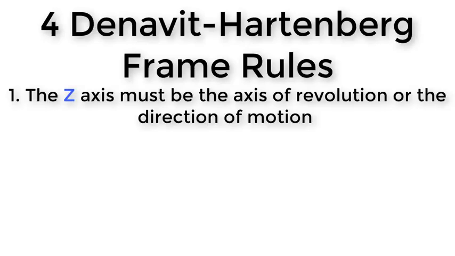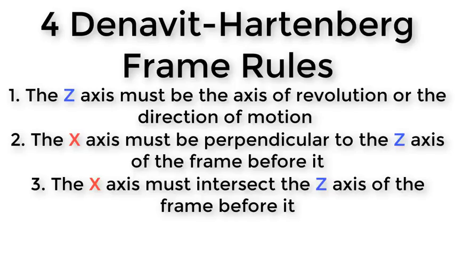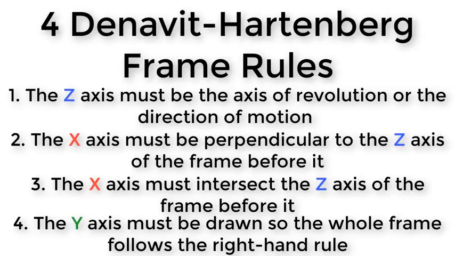Here are the 4 rules. 1. The z-axis has to be the axis of revolution for a revolute joint, or the direction of motion for a prismatic joint. 2. The x-axis has to be perpendicular to the z-axis of the frame that comes before it. 3. The x-axis has to intersect the z-axis of the frame that comes before it. And 4. The y-axis has to be drawn so that the frame follows the right-hand rule. That's it. We have 1 rule about the z-axis, 2 about the x-axis, and 1 about the y-axis. Let's look at some examples.